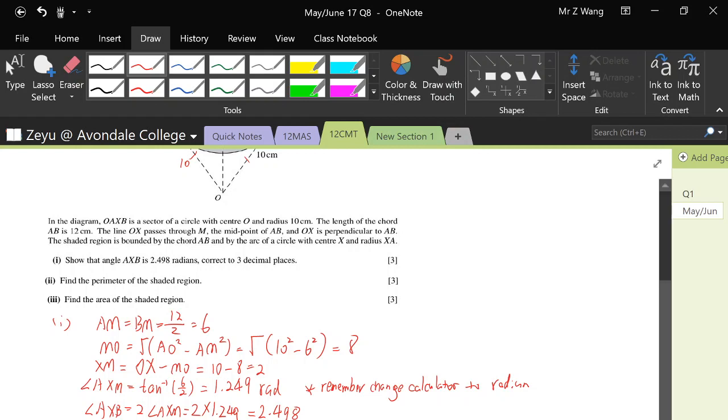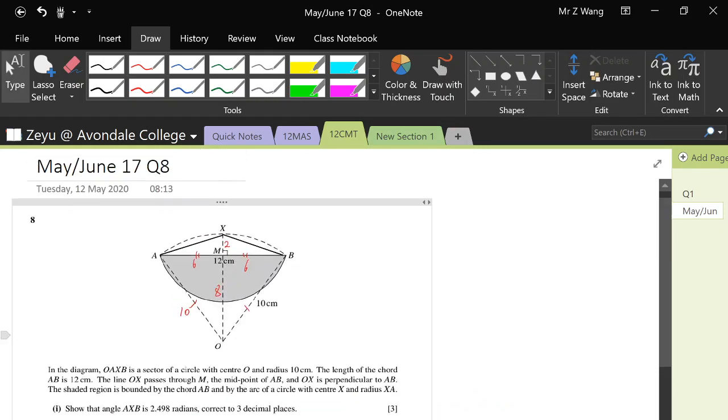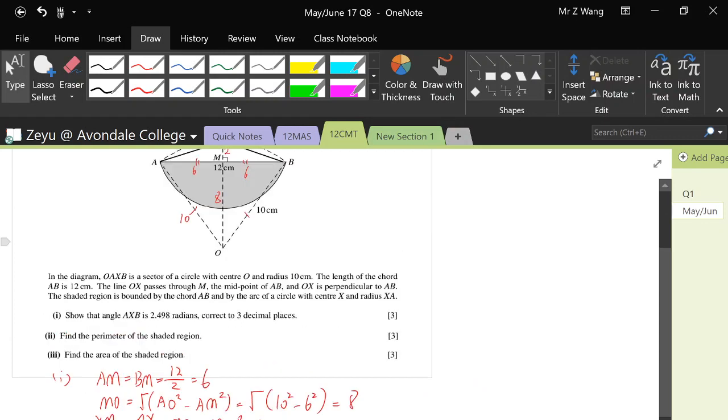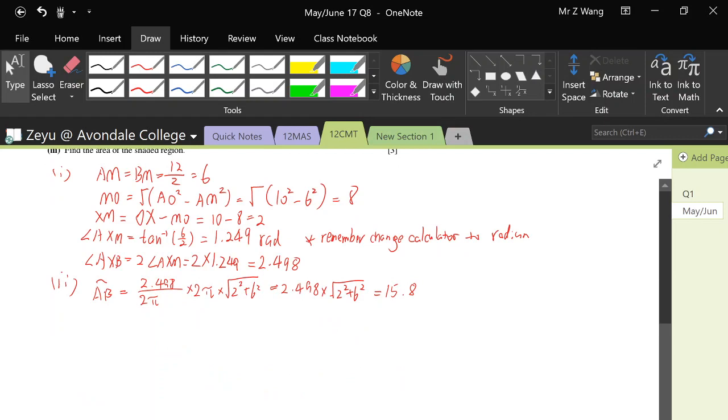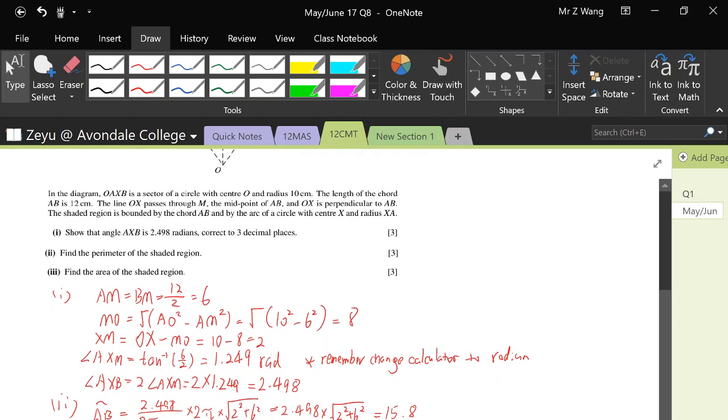The answer is 15.8. That's the arc length, and you have to add the length of AB, which is 12. So perimeter equals arc length AB plus AB, which equals 15.8 plus 12, which is 27.8. Don't forget your unit, it's centimeters.